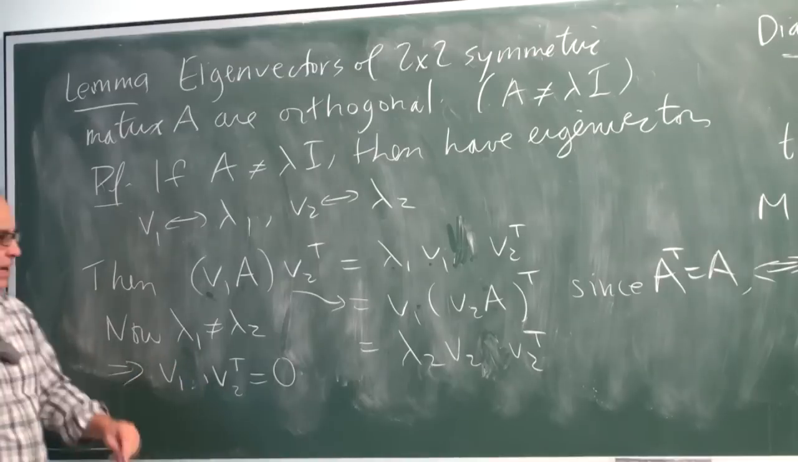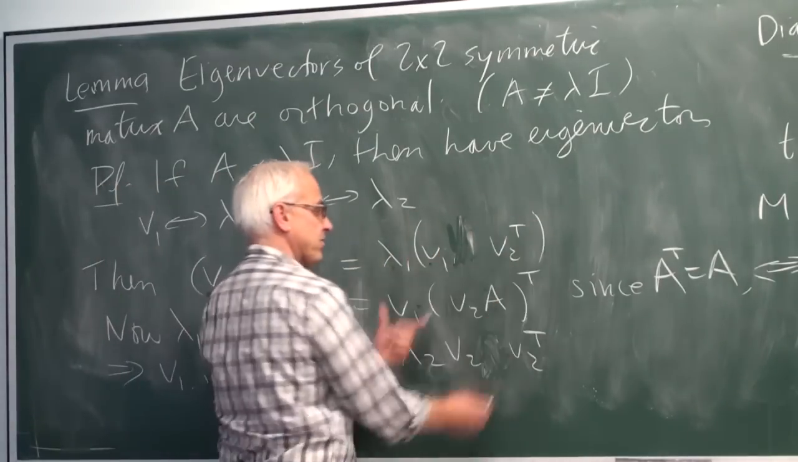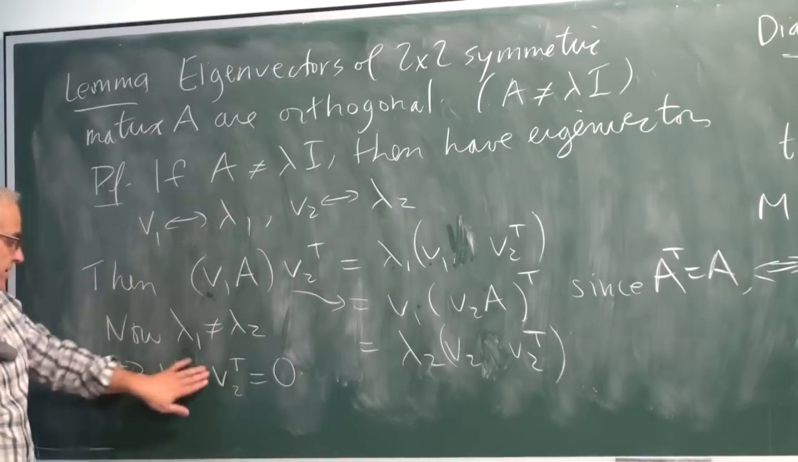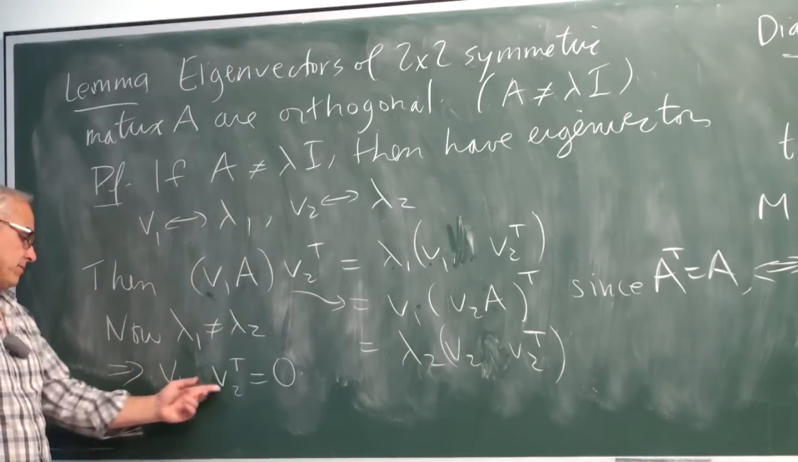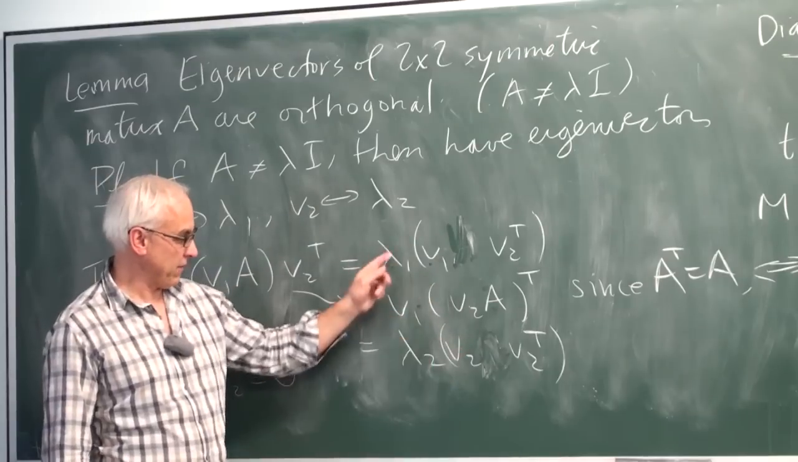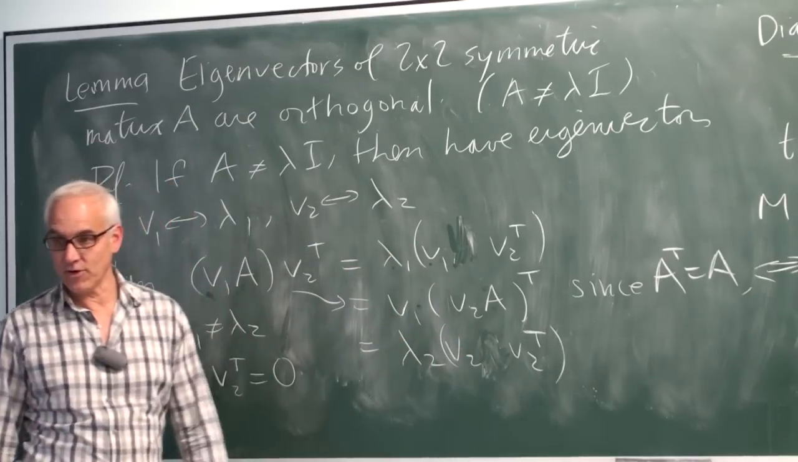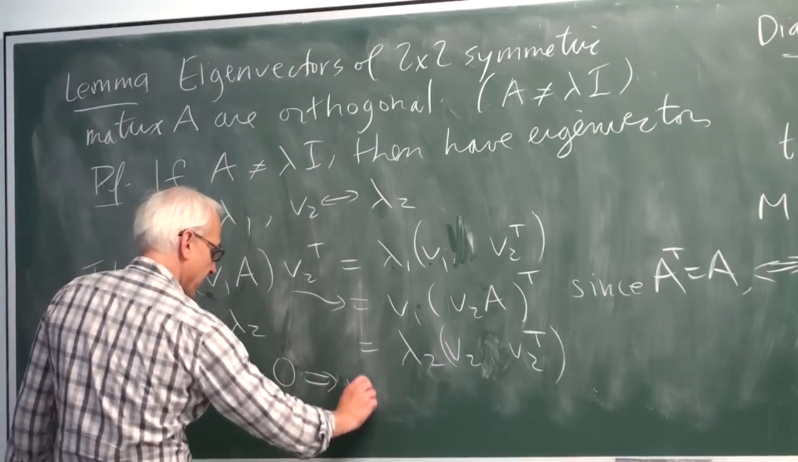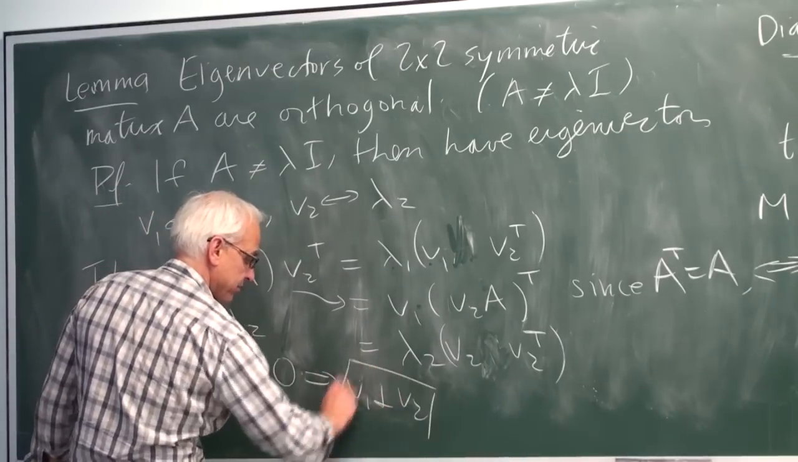So the conclusion is that we have lambda 1 times this, which is really the dot product, equals lambda 2 times the same thing, and that tells us that the dot product between V1 and V2 has to be 0, since lambda 1 and lambda 2 are distinct. That's telling us that V1 is perpendicular to V2.